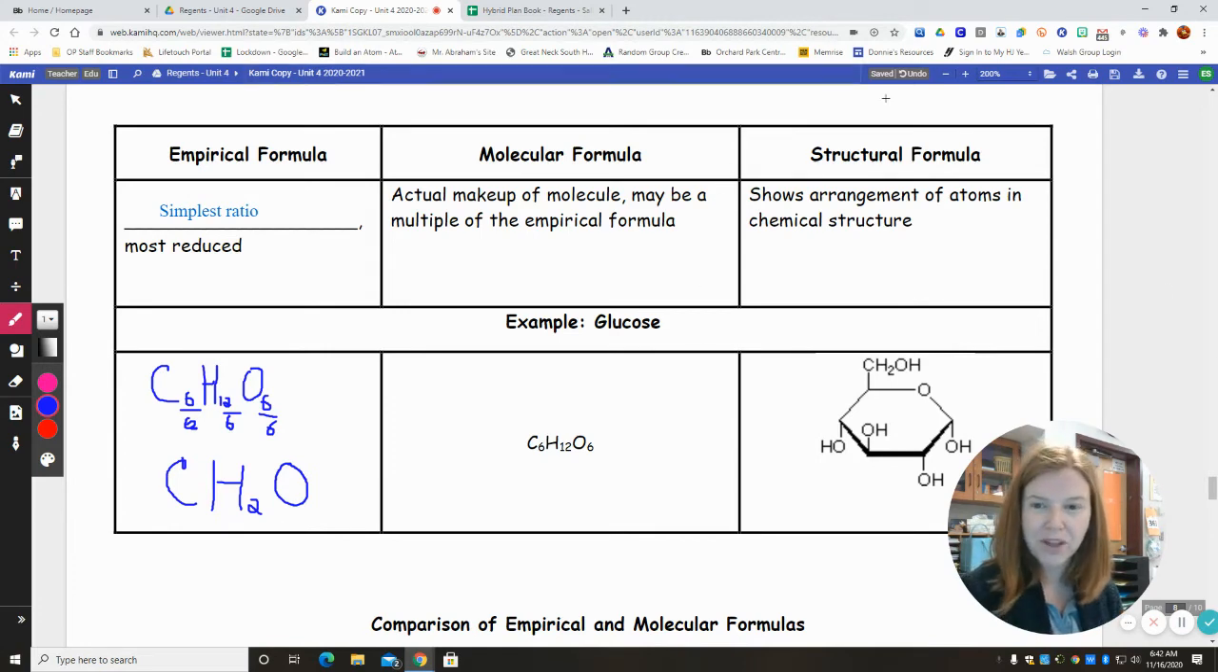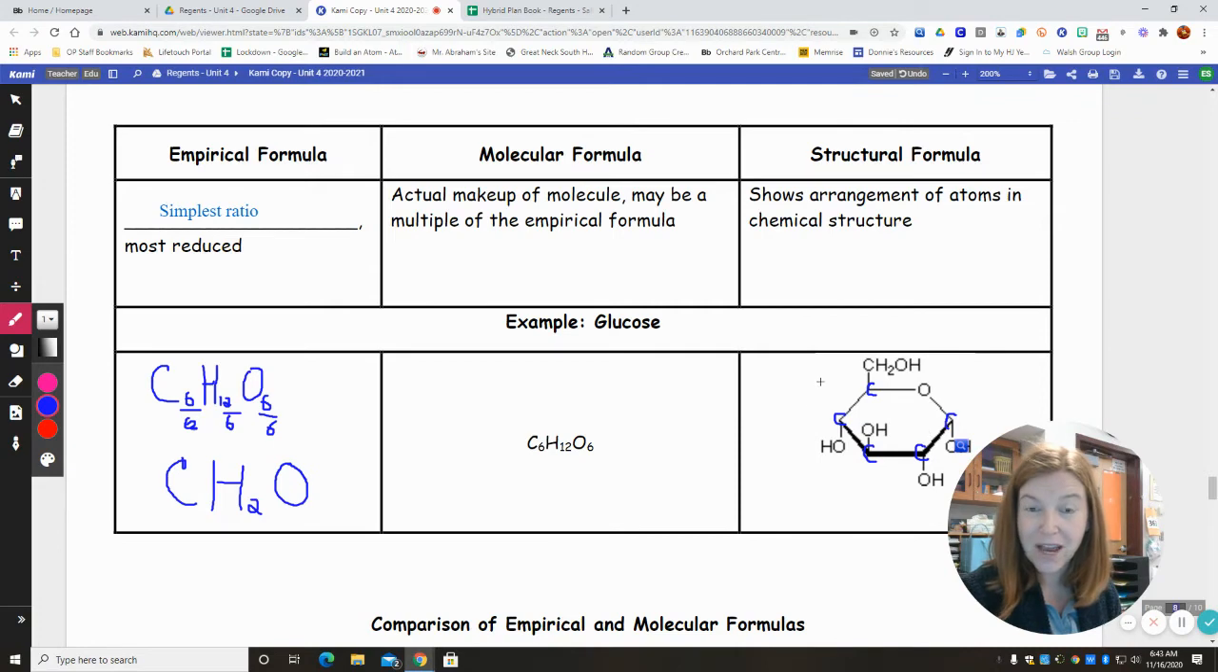The other type of formula that we have, you can see off to the right-hand side of the page, is a structural formula. It shows the arrangements of atoms in the chemical structure. So the structural formula for here, this is what glucose actually looks like. At each of these junction points of this hexagon here, there's actually a carbon. When we get to organic chemistry, we'll talk more about how to draw molecules and that type of thing.